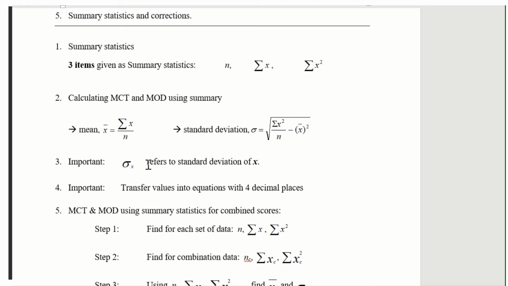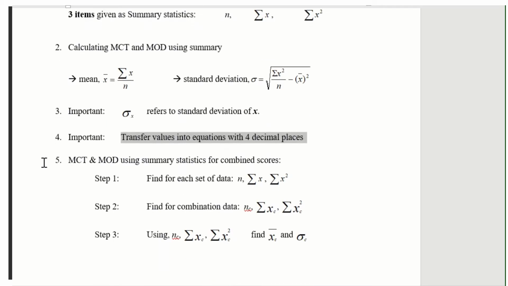Important, important, important. You must transfer all your values in 4 decimal places, because here there'll be a lot of working. It'll be very tedious, very, very tedious. A lot of working here, a lot of things to transfer. You don't transfer in 4DP, your final answer will be wrong. All your hard work down the drain.